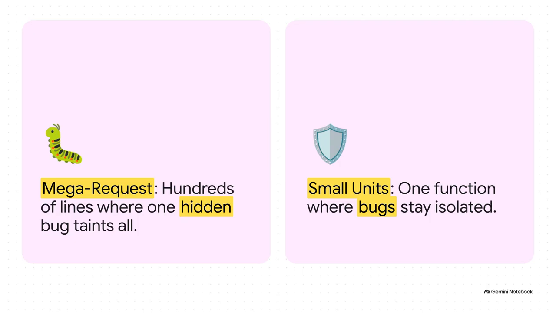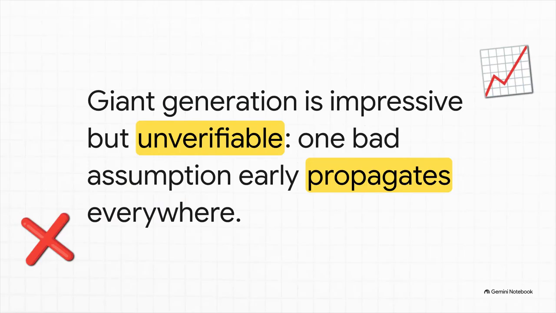The alternative here is generating in small units. By asking for just one function or one module at a time, any bugs that do pop up stay completely isolated and manageable. The source text makes a really profound point about this. A giant generation? Sure, it's visually impressive, but it's fundamentally unverifiable. When an AI hands you 300 lines of code, you simply cannot easily tell which specific line is subtly broken. And because code is deeply interconnected, a single bad assumption early on spreads everywhere throughout that massive output like wildfire.